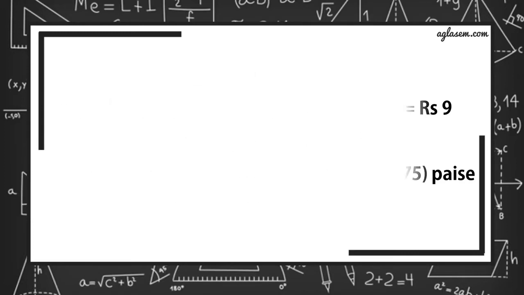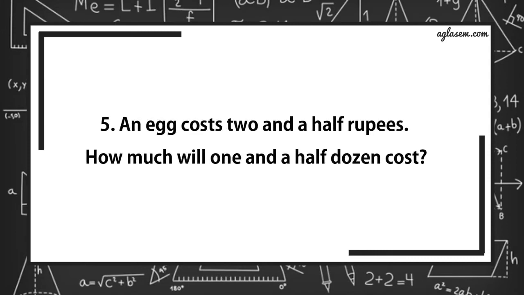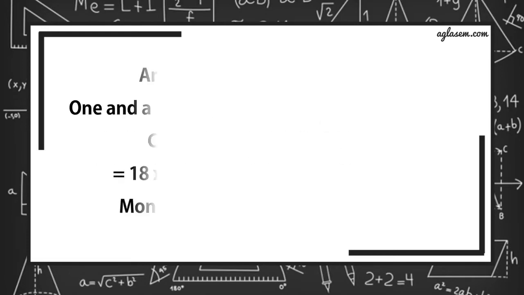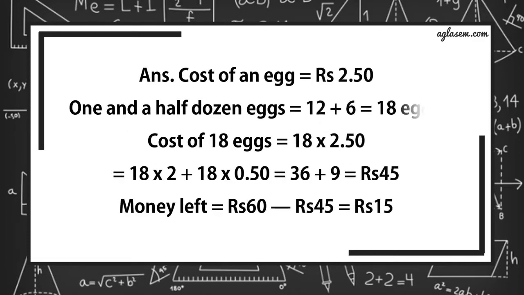The fifth part says, an egg costs 2.5 rupees. How much will 1.5 dozen cost? Answer is, cost of an egg is equal to rupees 2.50. 1.5 dozen eggs is equal to 12 plus 6, that is 18 eggs. Whereas cost of 18 eggs will be 18 into 2.50, that will give you rupees 45. So money left is equal to rupees 60 minus rupees 45, that is rupees 15.